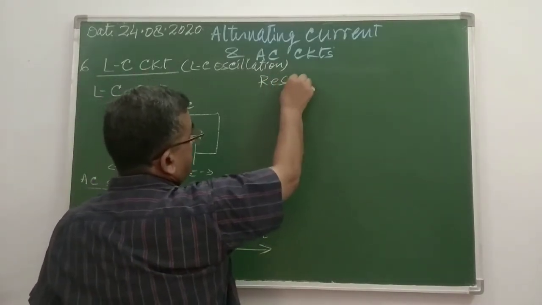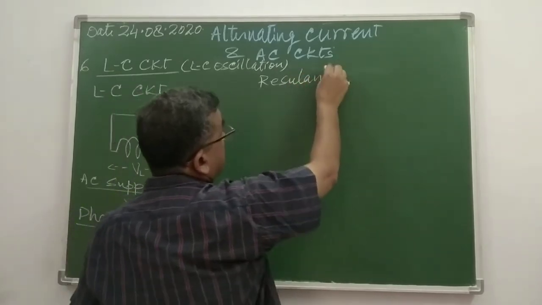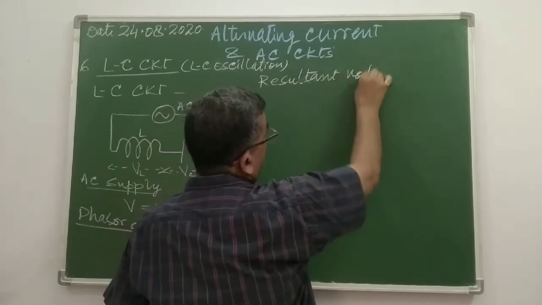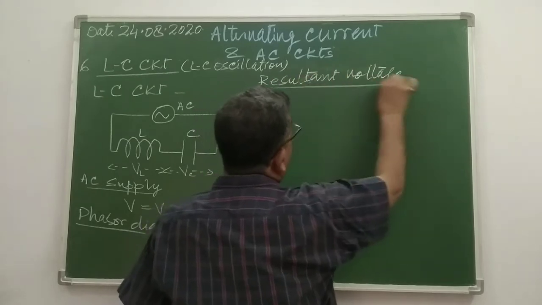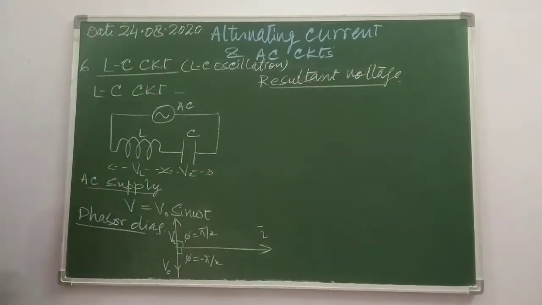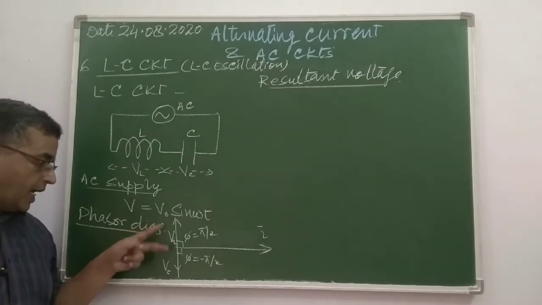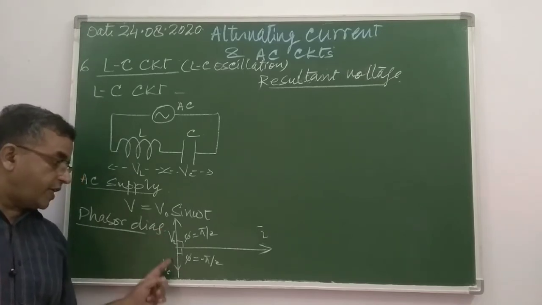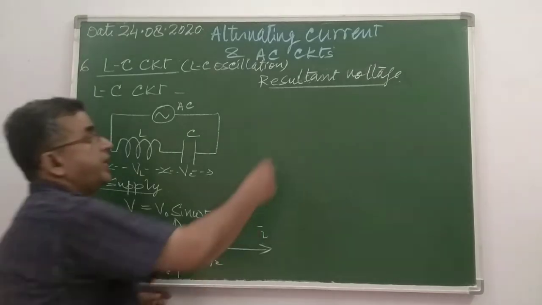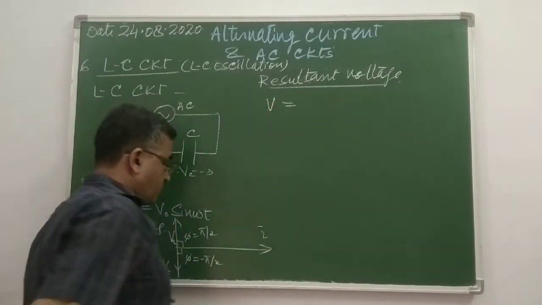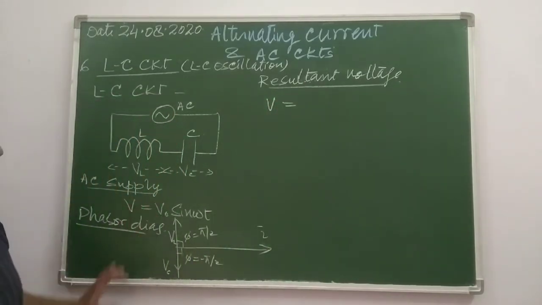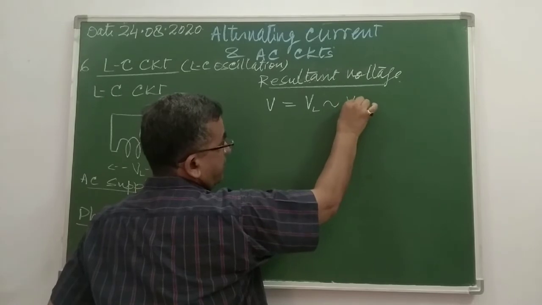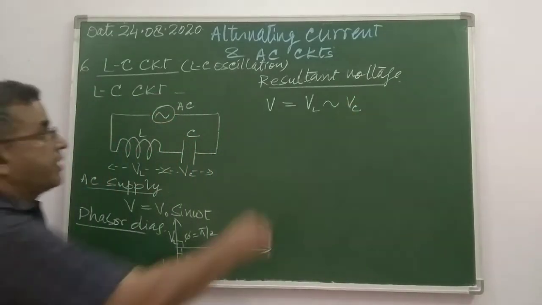Resultant voltage of this circuit. So see, this VL and VC both are oppositely in phase at 180 degree. So phase difference is 180 degree. So resultant voltage V equals to the difference of VL and VC. VL minus VC. So this is the resultant voltage.